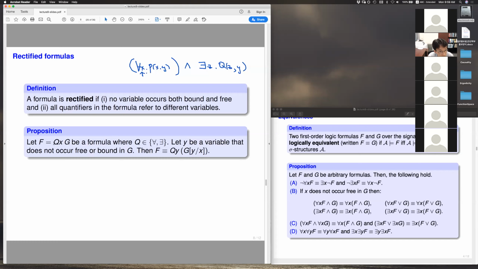So if I have f is a formula and y is a variable that doesn't really appear anywhere in G, it doesn't appear as a bound variable, doesn't appear as a free variable in G, then renaming this x by y is not going to change the meaning at all. Okay.